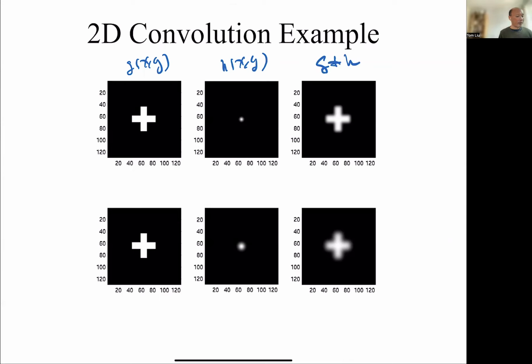One way you can think about convolution is that this cross is just made up of little impulse responses. So I can replace every point in this cross with this impulse response. If I replace every point in that cross with this response and add them all up, I'll get a slightly blurred version of my cross. Whereas here, if I replace every point in my cross with something that has a bigger width, it's going to result in a more blurred version of my cross.